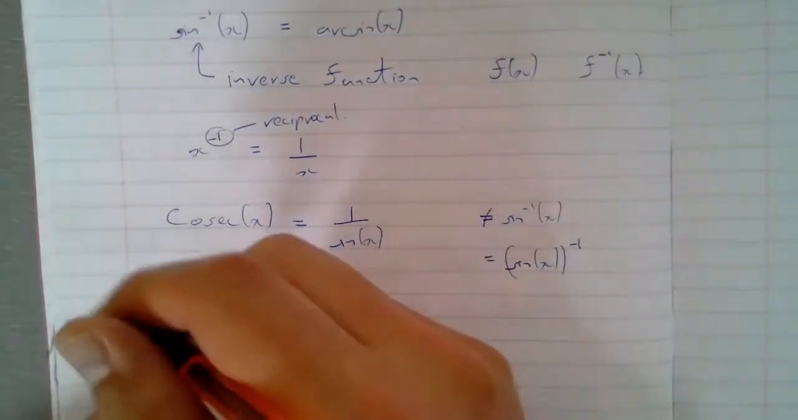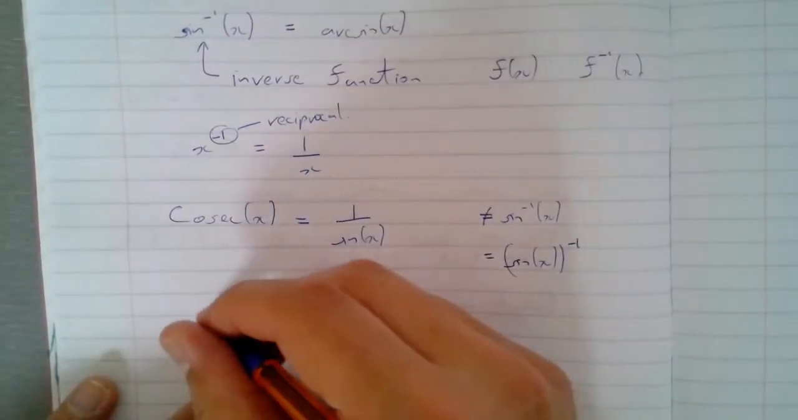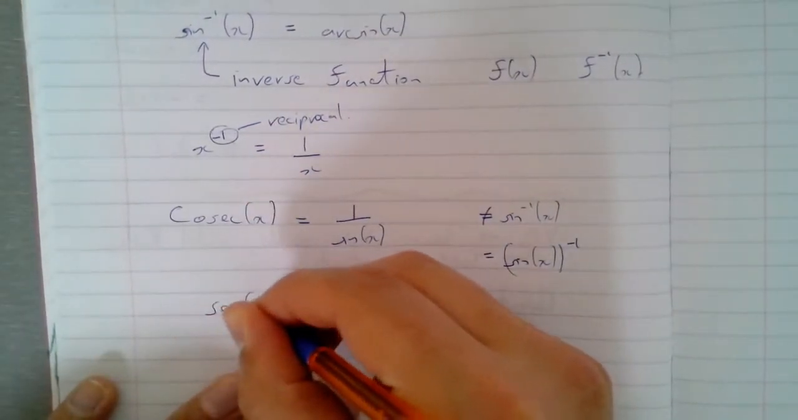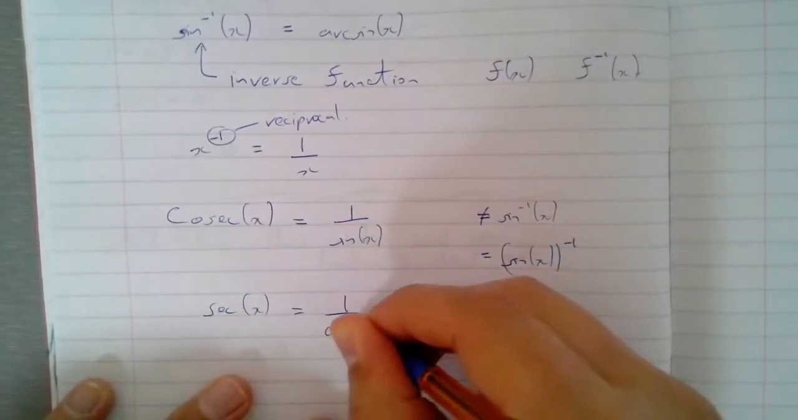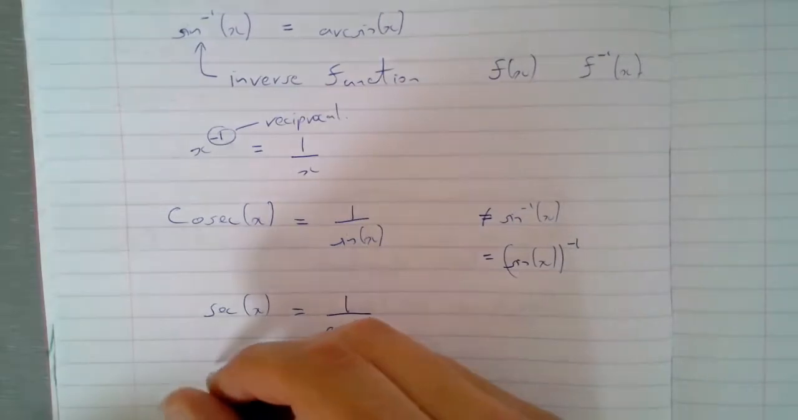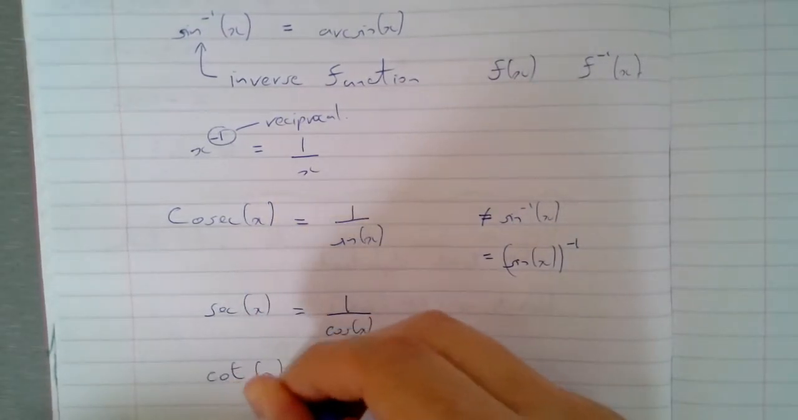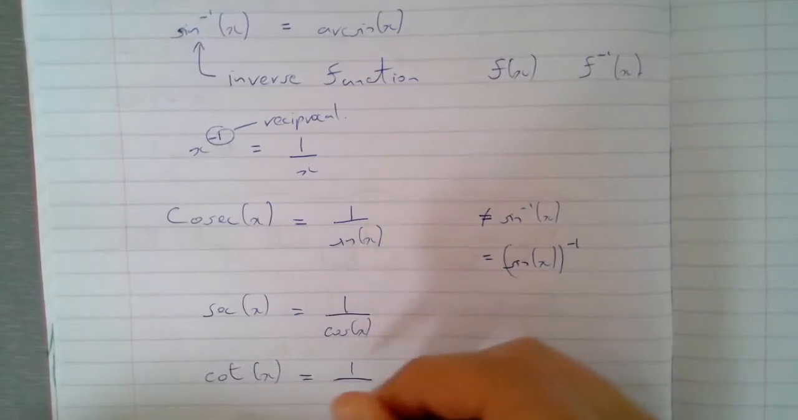The other two which we need to do is sec of x. So sec of x is 1 over cos, and cot x is 1 over tan.